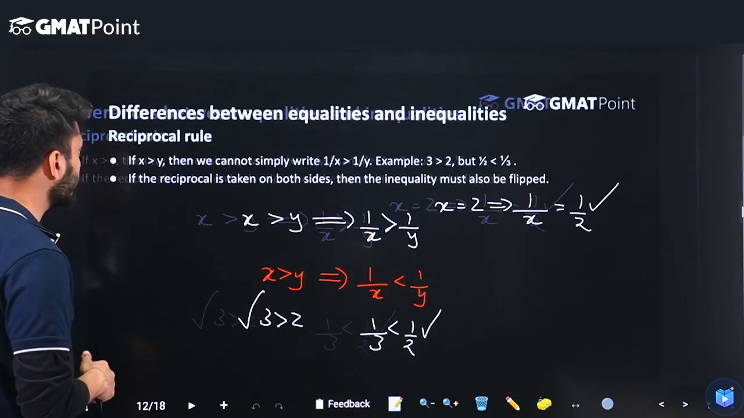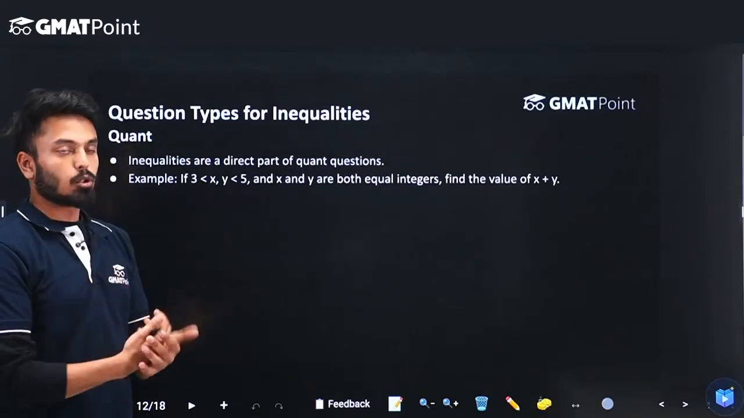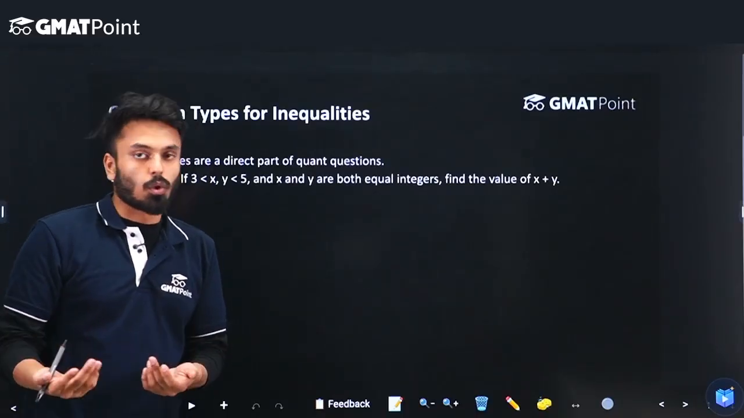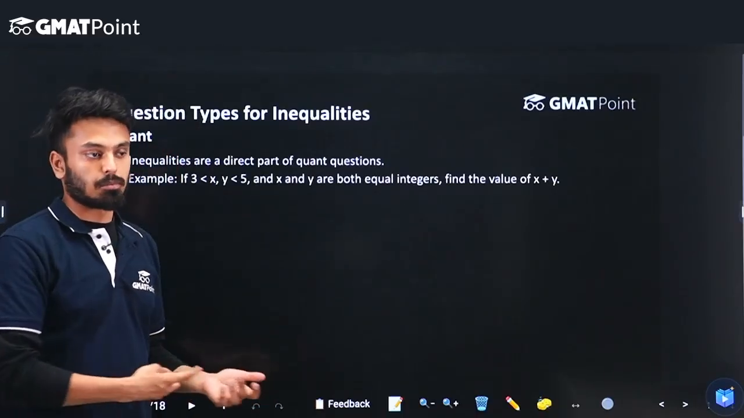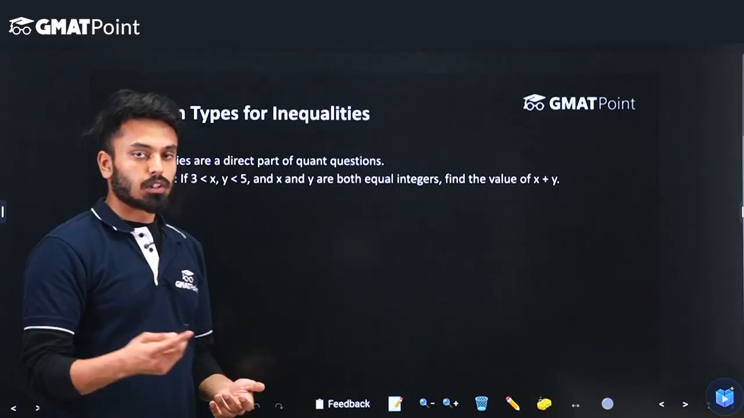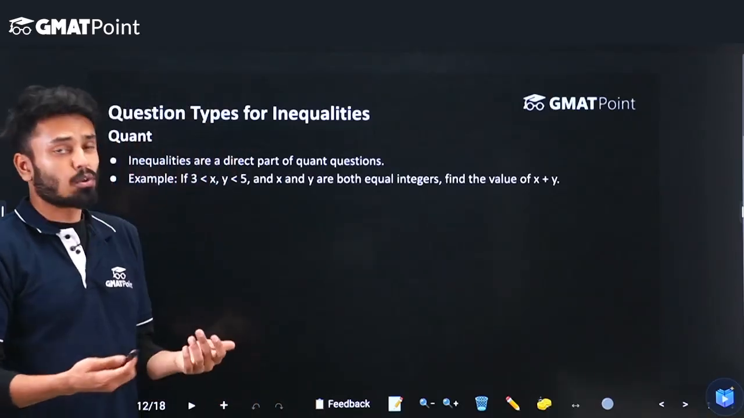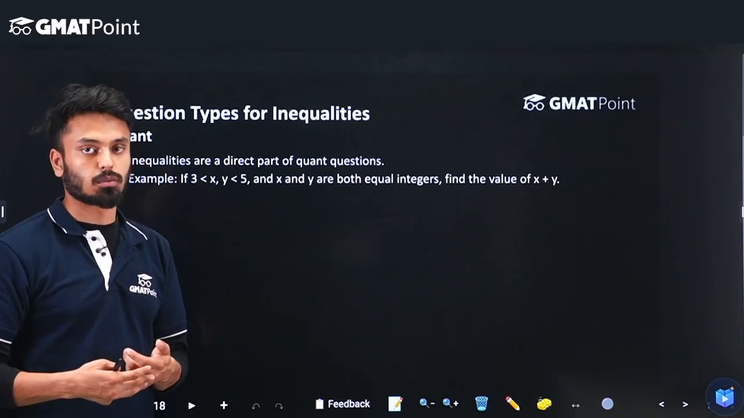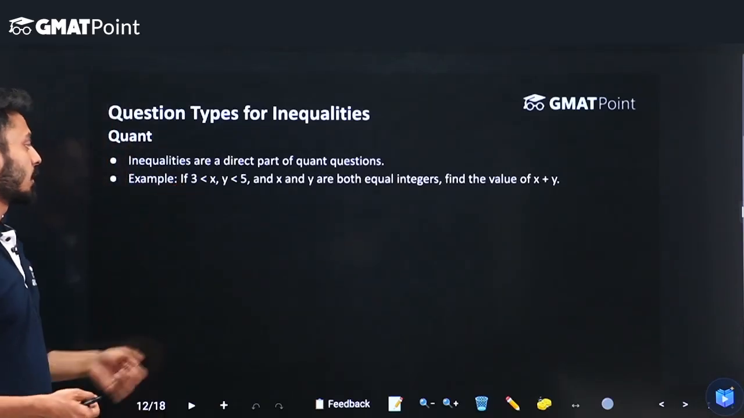Let's move on. Let's look at the types of questions you can get in GMAT for inequalities. There's the obvious quant ones. I mean, this is a mathematical concept, so it will be there in quants. So it's a very prominent topic in quants. It might not have questions on its own, but it can be integrated into other topics' questions. So we'll look at an example.